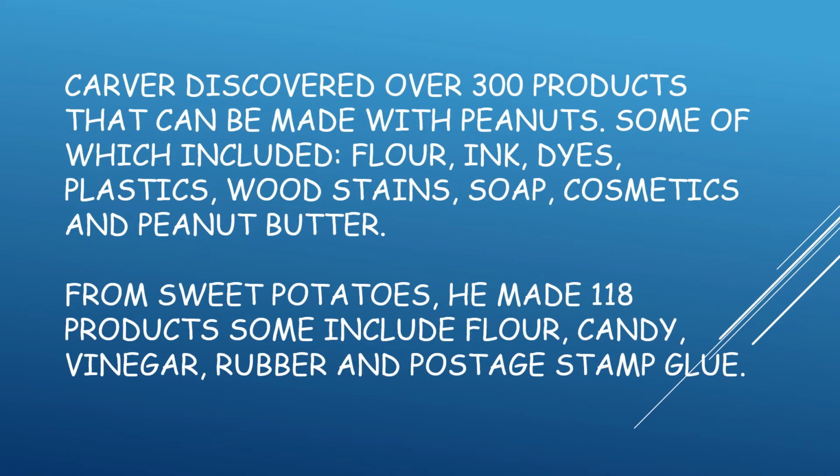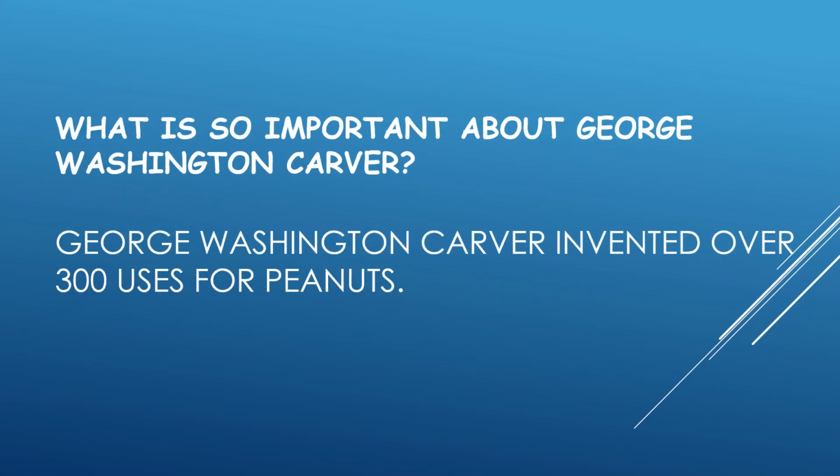Some interesting facts about George Washington Carver. He discovered over 300 products that could be made with peanuts, some of which included flour, ink, dyes, plastic, wood stains, soap, cosmetics, and peanut butter. From sweet potatoes, he made 118 products. Some include flour, candy, vinegar, rubber, and postage stamp glue.